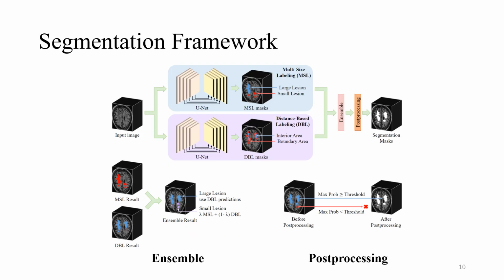And our segmentation framework integrates MSL, DBL, and our ensemble and post-processing strategies. For an input image, we utilize two U-Net models, each trained with either MSL or DBL, to generate initial predictions. These predictions are then processed through our ensemble strategy, which combines the strengths of both methods. Finally, the output undergoes a post-processing pipeline to refine the segmentation results further. This comprehensive approach ensures accurate and reliable segmentation of both small and large lesions.